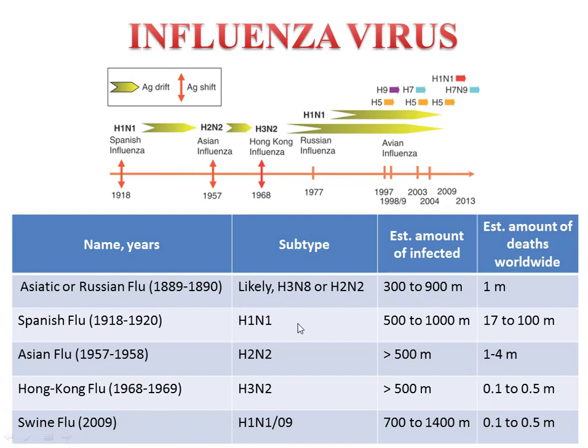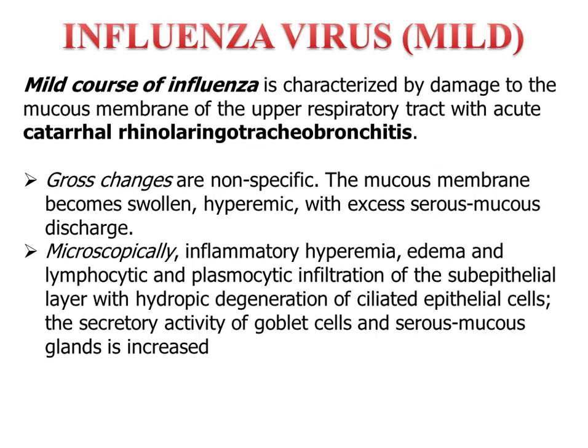Of course, we are talking about the influenza virus type A, and around 500 to 1,000 million people, meaning a billion people, were affected, and according to some estimates, around 100 million people died because of the Spanish flu. Then there was the Asian flu, Hong Kong flu, and in modern times it was swine flu, with of course much lower mortality rate. So as I told you before, influenza virus causes respiratory infections with a mild, moderate, or severe course.